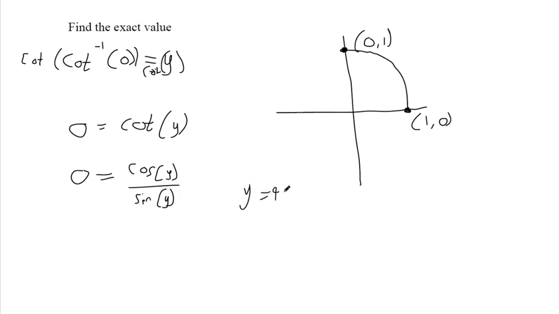Y has to equal 90 degrees. That way we get cosine of 90 is 0, sine of 90 is 1. 0 divided by 1 equals 0. That gives us a true statement. Or if you want it in radians, divide by 180 and stick a pi in there.